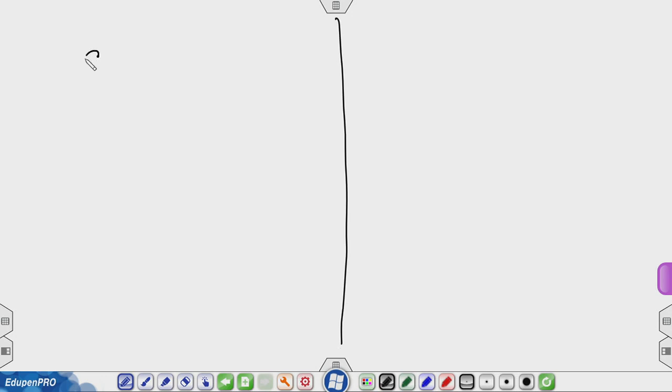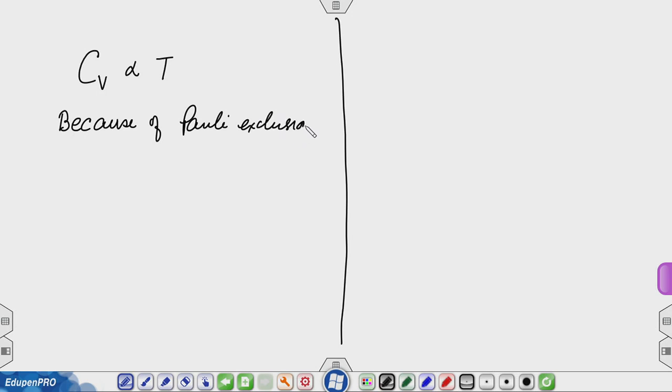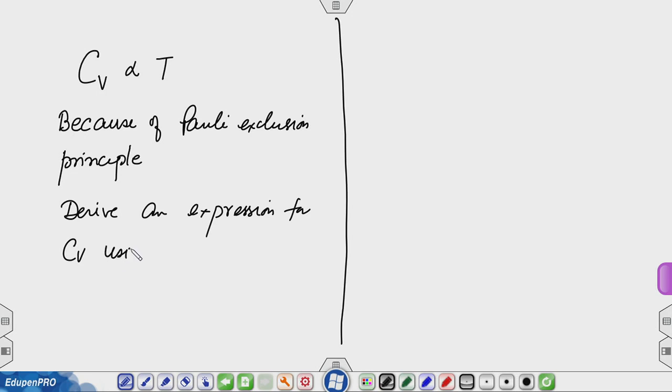I had argued earlier that Cv is proportional to T, and this was because of the Pauli exclusion principle. And what we want to do today is derive an expression for Cv using free electron model.